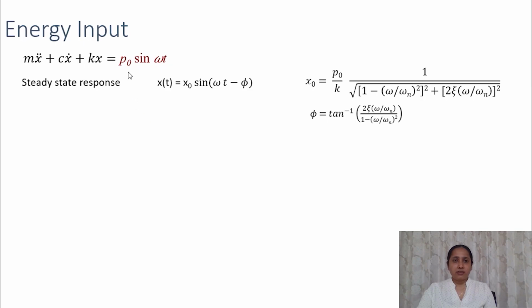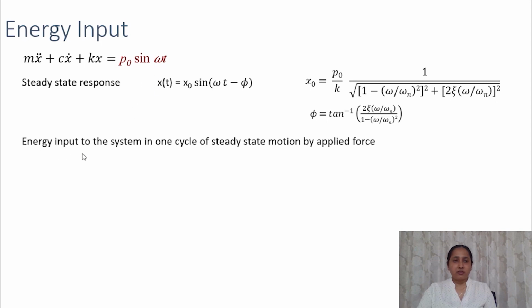Now let's look at the energy inputted to the system by this harmonic force. So the energy input to the system in one cycle of the steady state response by this applied force is equal to integral Pt dx. Pt is this force and dx is the infinitesimal displacement of the system. So if you integrate Pt dx, you will get the energy. And we know that x dot is dx by dt. So dx can be written as x dot dt.